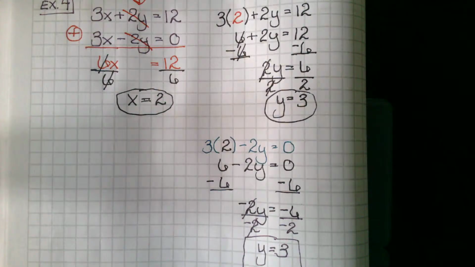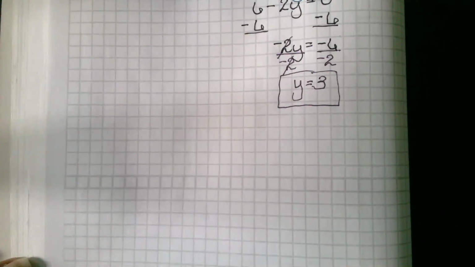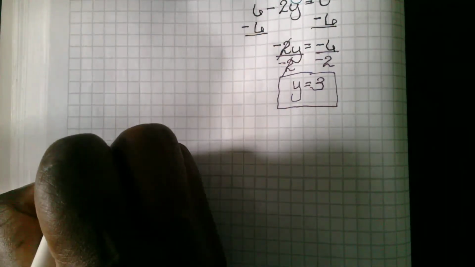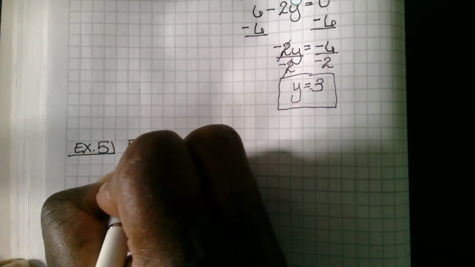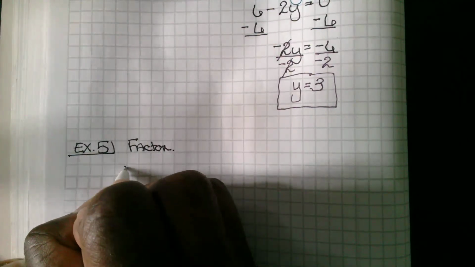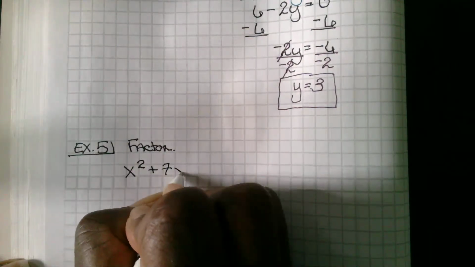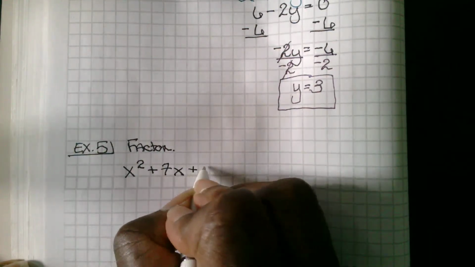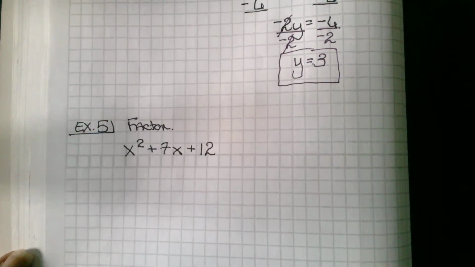And one more. This is another one that is a 4-point question, and we do not, I repeat, do not want to skip it. So let me show you step by step, and then we're done for today. All right, so right now I want you to factor x squared plus 7x plus 12. I want you to factor this.